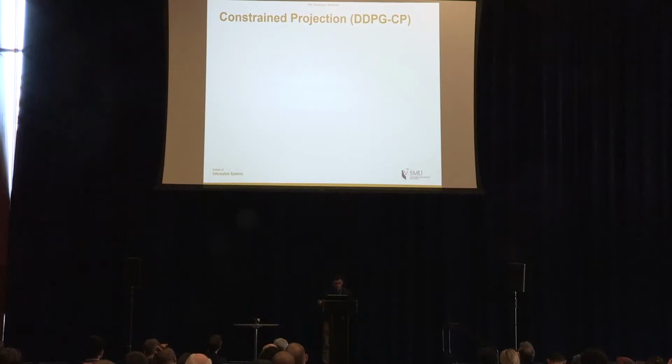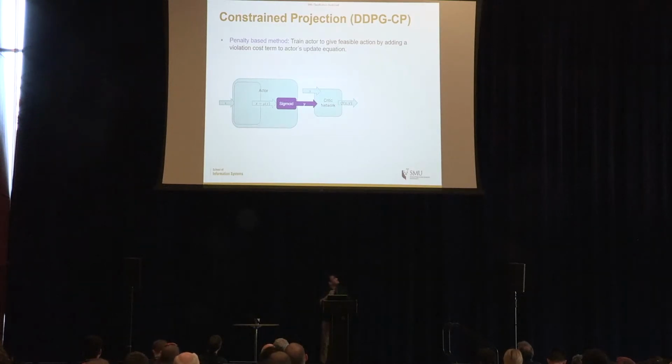So the first approach is the constraint projection method, which is a penalty-based method. Suppose X is the raw output of the neural network. We have an activation layer, a sigmoid activation layer, but that does not guarantee that Y will be feasible. So we train the actor network to make Y feasible by adding this penalty term in the actor's update equation weighted by the parameter lambda.